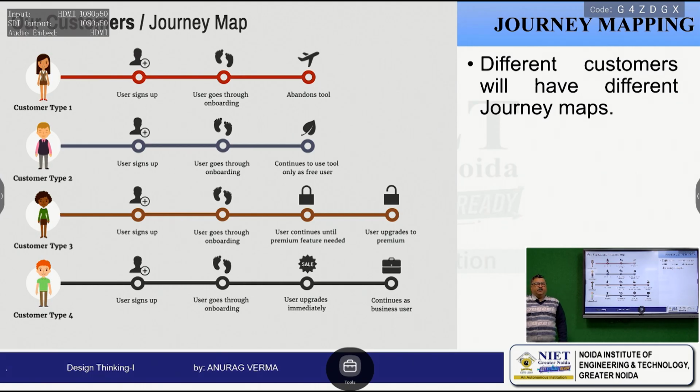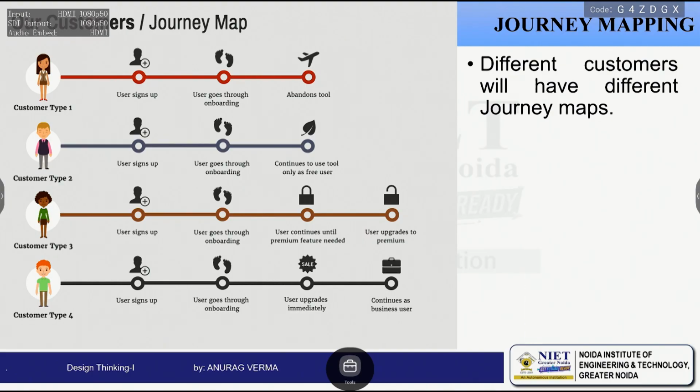Now there is one important point: different customers will have different journey maps. This was pointed out in the persona also, that different customers have different needs. That means the same product being used by different customers has different expectations, like the mobile phone. So journey maps of different customers or different personas will also be different.